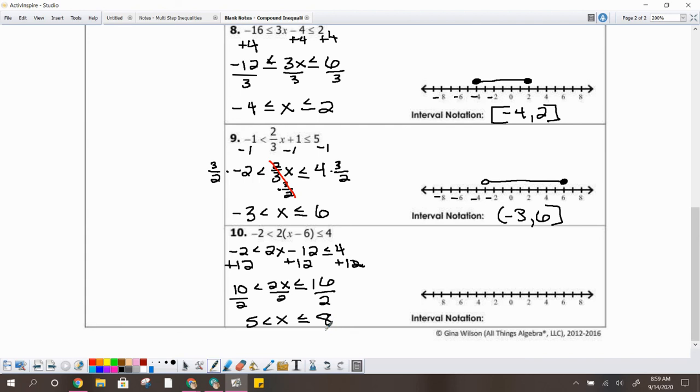All right, so I'm going to go ahead and put an open circle on 5 because of the sign, and a closed circle on 8 because of this sign. And then draw my line. And then we have 5 and 8. Open circle on 5 means parentheses. Closed circle on 8 means bracket.